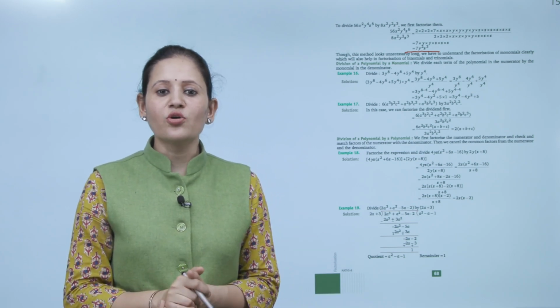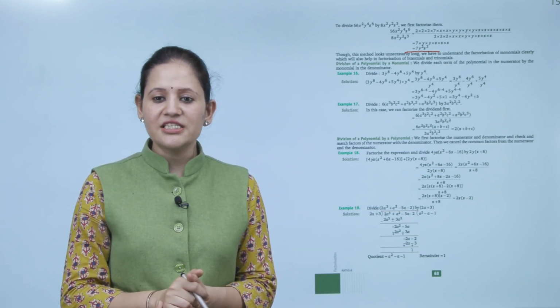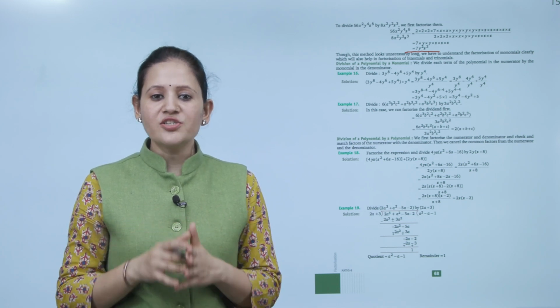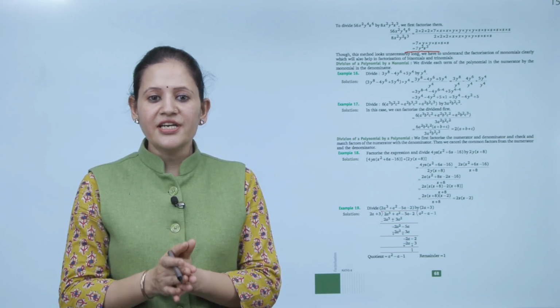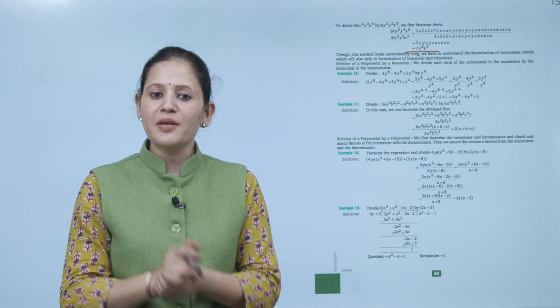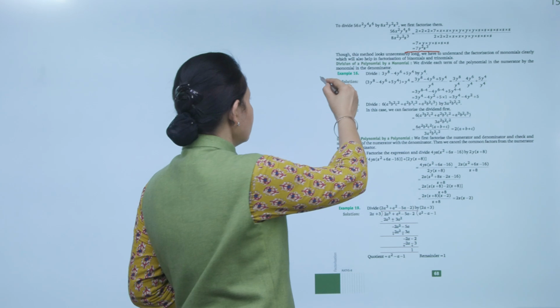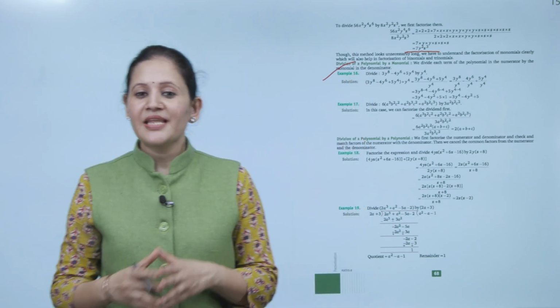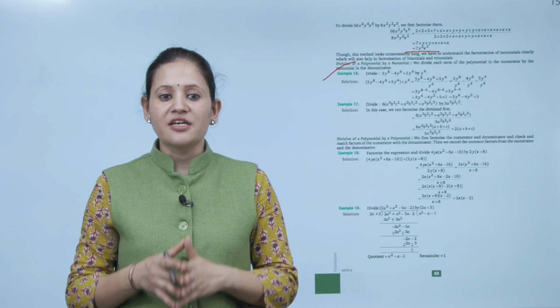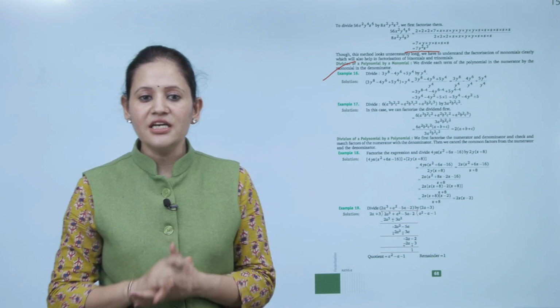Though this method looks unnecessarily long, we have to understand the factorization of monomials clearly, which will also help you in factorization of binomials and trinomials. Next is division of polynomial by monomial. We divide each term of the polynomial in the numerator by the monomial in the denominator.